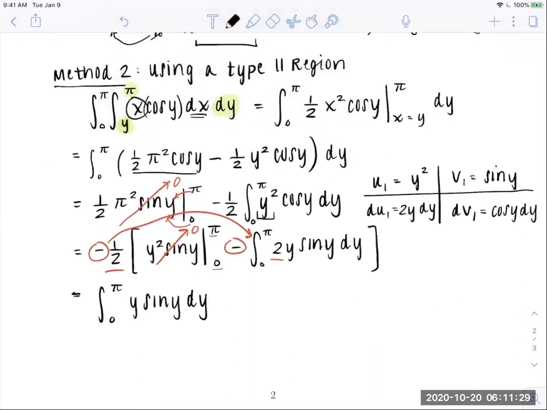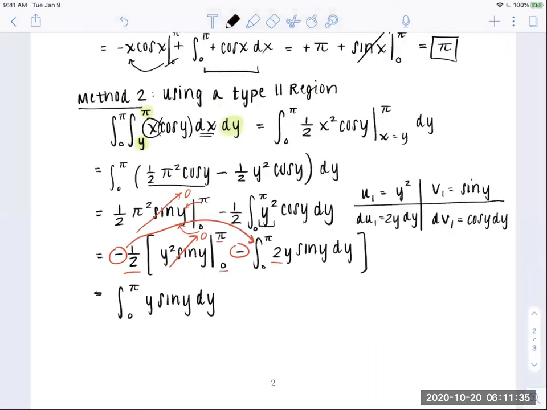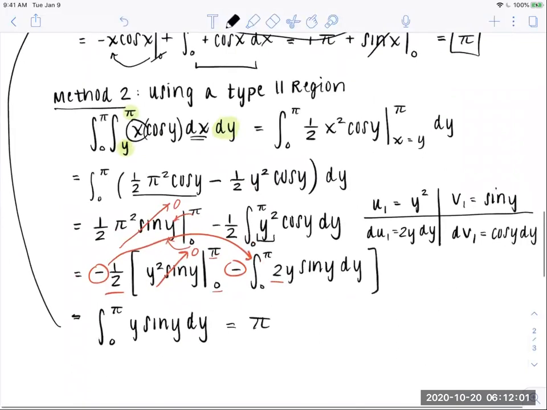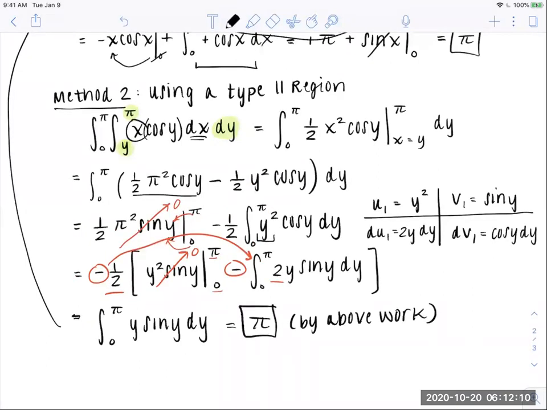Now, if I wanted to, I could carry this out with a second iteration of integration by parts. But look, if I zoom out here, this is the exact same integral that I had up here, with the only difference that the y's are x's. But even our limits of integration are the exact same. So I'm going to bypass all of this, and I'm just going to say, look, I've already computed this integral, and it was equal to pi. So I'm just going to say that this is equal to pi, and I'll make a note here, by above work. No need to reinvent the wheel. We've already solved that integral up above.